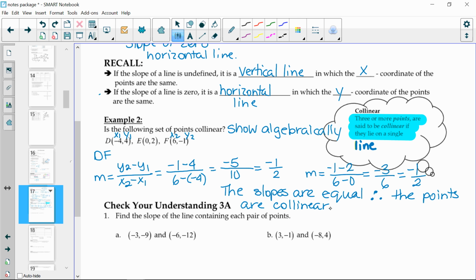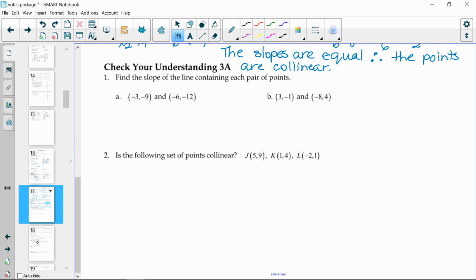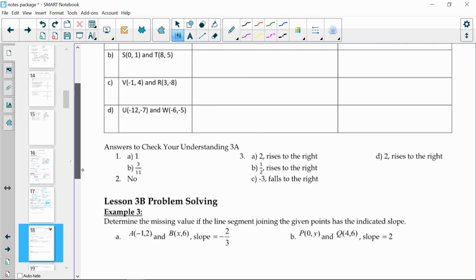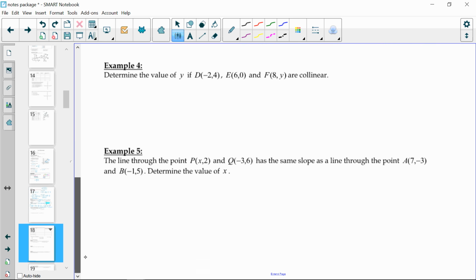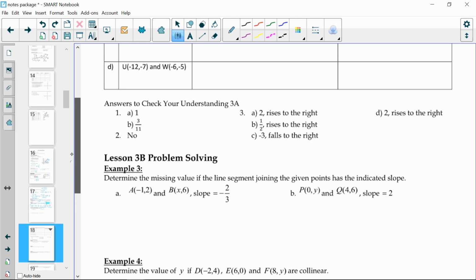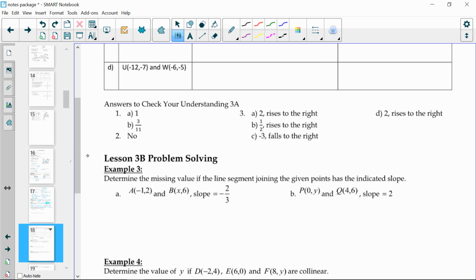Okay, so that's the end of lesson 3A. So your homework is going to be to check your understanding. And you're going to go up to lesson 3B. Okay, and I'm going to post a video for lesson 3B shortly.